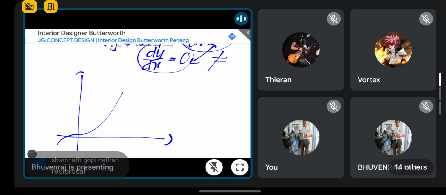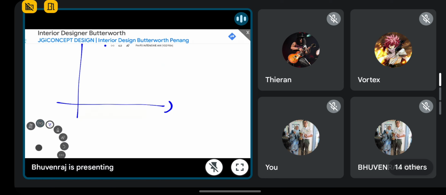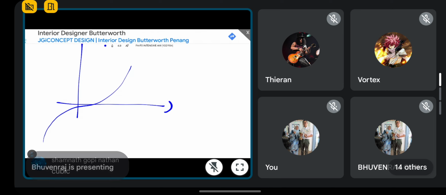Huh? No, not reciprocal. Let me draw again. Wait, guys, I draw again for you all. I'm sure you all seen this kind of graph before. What graph is this? Yes, cubic, fungsi cubic. This is actually x power 3 guys. Okay, fungsi cubic, nilai x dia, kuasa dia 3.